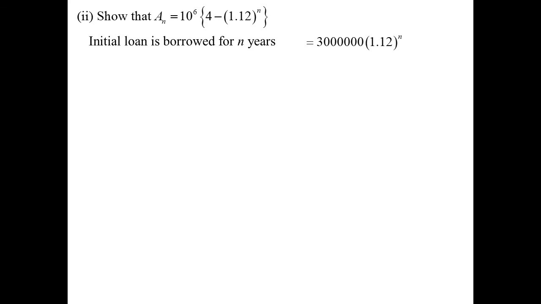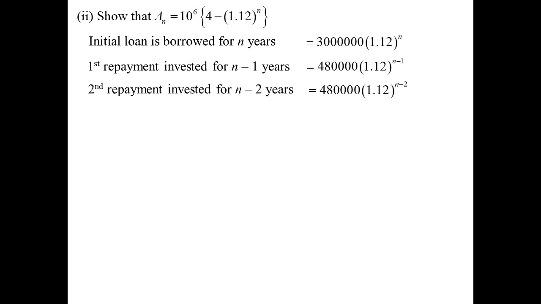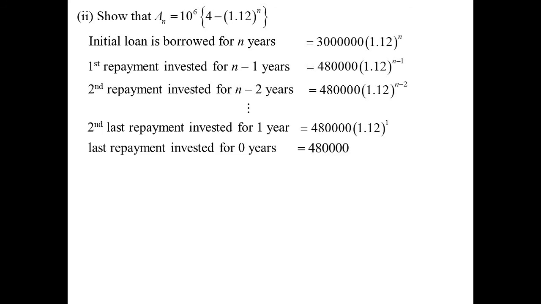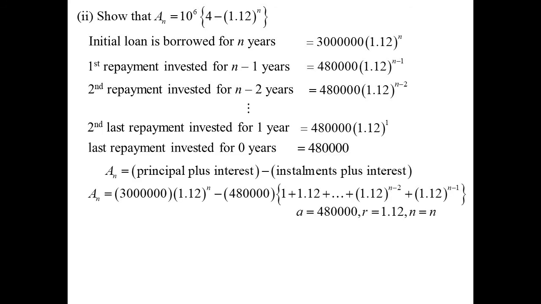Okay, so same question, but now we don't know the length. So first repayment, N minus 1 years, then N minus 2 years, and so on, until the last repayment is 0. Okay, we don't know what N is. We're trying to find N. We want to rearrange this expression to match what they've asked us to show. Well, let's put it into the geometric formula, see what we get.